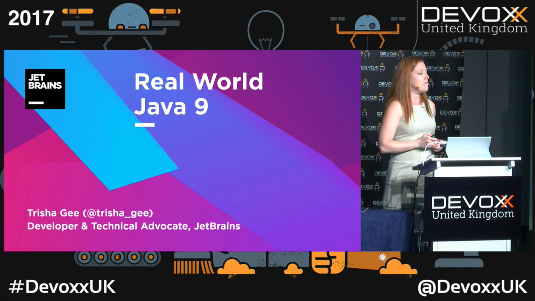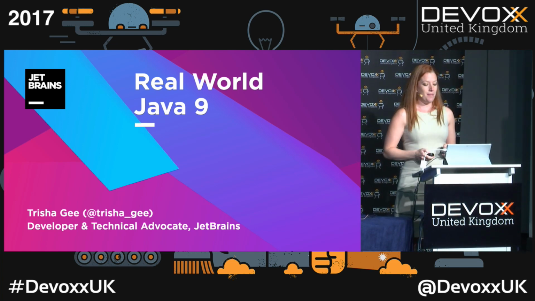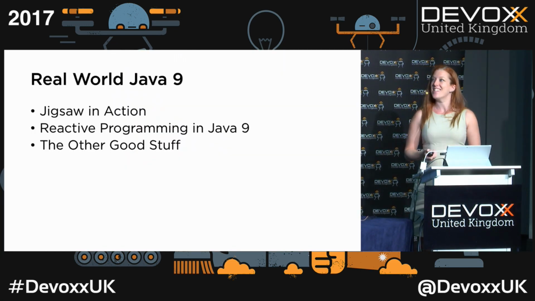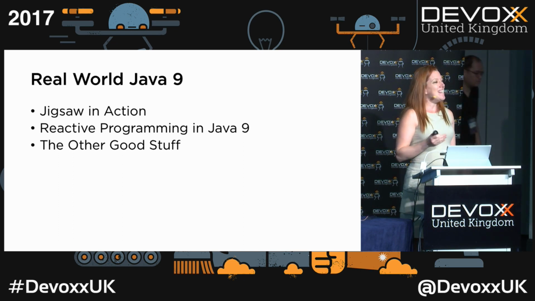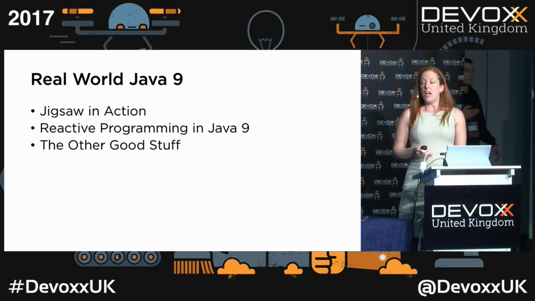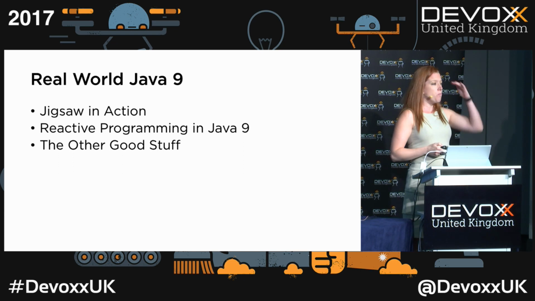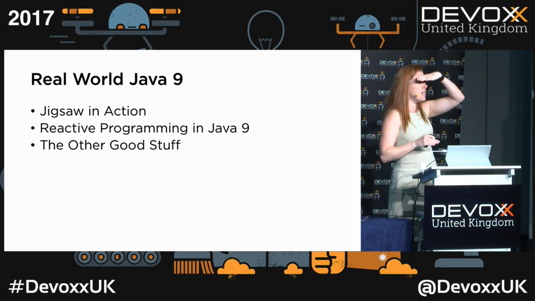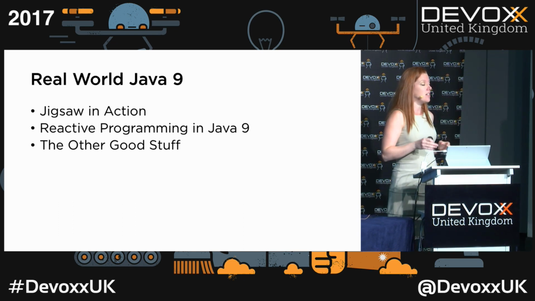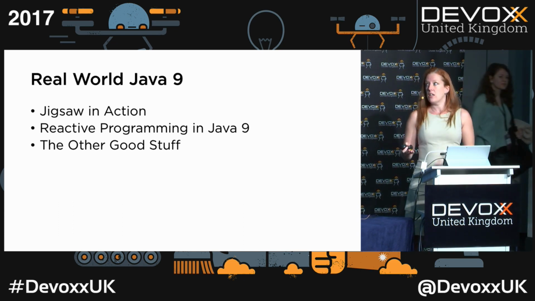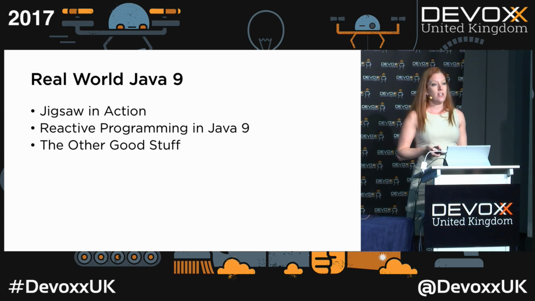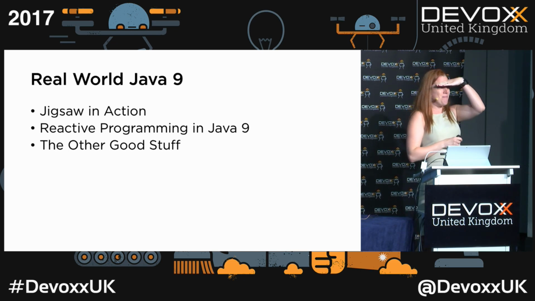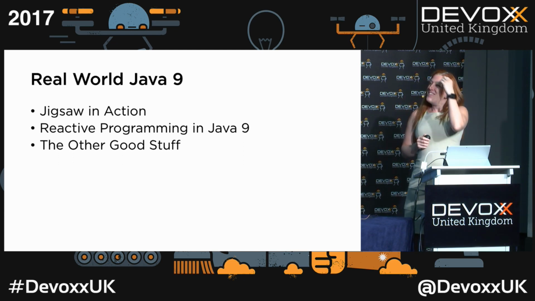So today we're going to talk about real-world Java 9, which is great because Java 9 isn't out yet. What I really want to cover is a little bit of Jigsaw in action. Who went to one or both of Mark's sessions at the conference? That's great, because I don't want to repeat a lot of the stuff that he said. I just want to give a high-level look at using Jigsaw. I'm going to cover a bit about reactive programming in Java 9. Oh, by the way, Mark is in my audience. Please don't shout at me if I get it wrong.